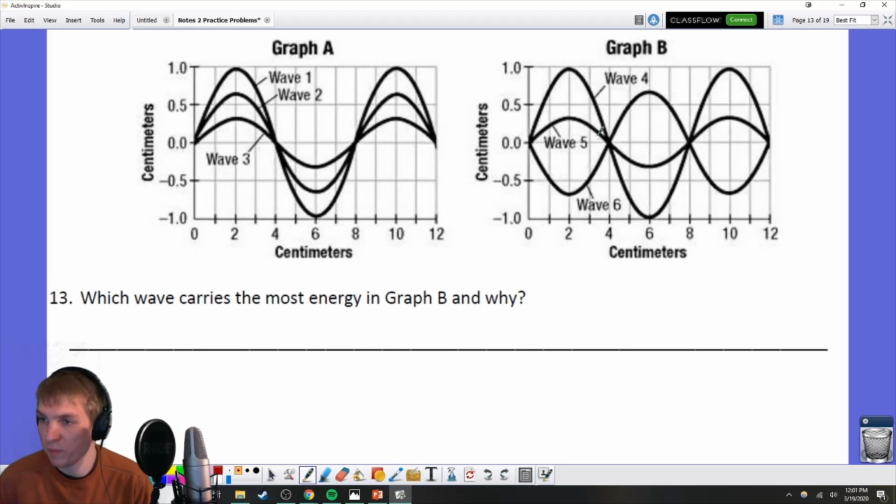Well, we have wave 4, wave 5, and wave 6. It doesn't matter if wave 6 is going down. If it was lower than negative 1.0, it would have had the highest amplitude. But since wave 4 goes all the way to 1 and then negative 1, that has the highest amplitude. So it's going to be wave 4, for the exact same reason as the previous question, highest amplitude.